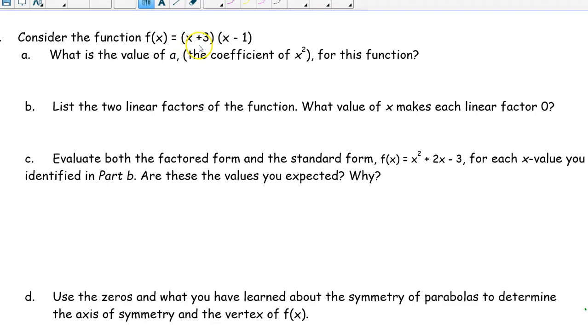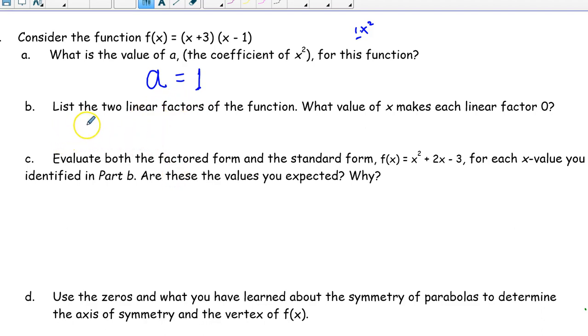See here, x plus 3 times x minus 1. On multiplication of this x with x, you will only get x square. And how many x square is? Just beside x there is no number. So it is just 1 x square. So the value of a, which is the coefficient of x square, whatever is the numerical factor that is there beside this x square, is called the coefficient of x square, and in this case it is just 1 x square. Therefore my value of a is equal to 1. A is 1, that's all.